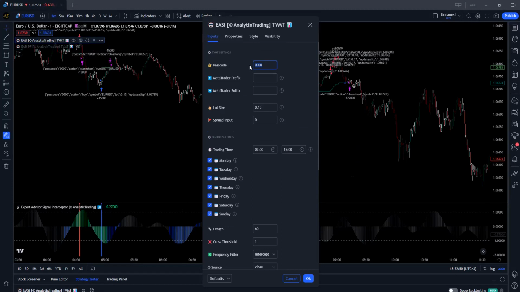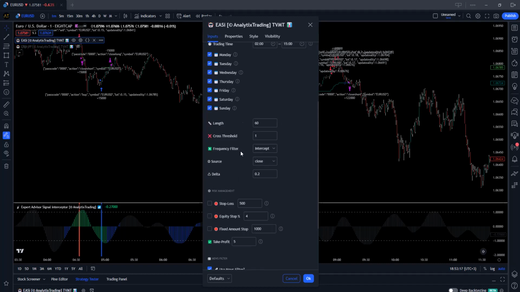So your MetaTrader prefix. Some MT4 brokers have a prefix before the symbol, so it could be fx.EURUSD. Some can have a suffix, so EURUSD.fx. You just want to make sure you put the .fx on here or whatever it is. Lot size is the same as the parameter finder. All of this is the same.